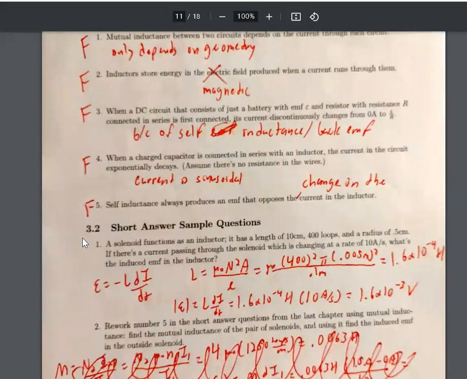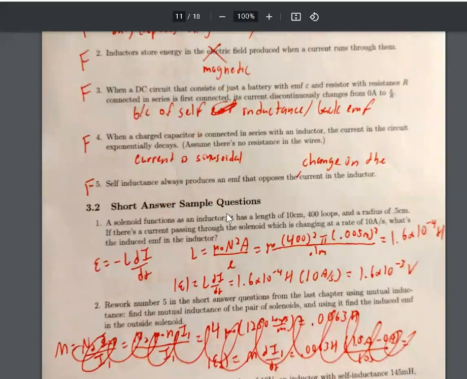All right. So when a charged capacitor is connected in series with an inductor, the current in the circuit exponentially decays. No, that is not true. So we looked at this and we saw that the current is sinusoidal. So sometimes it's really big going in one direction, sometimes it's really big going in the other direction, and sometimes it's 0. So this happens as energy is transferred between the capacitor and the inductor.